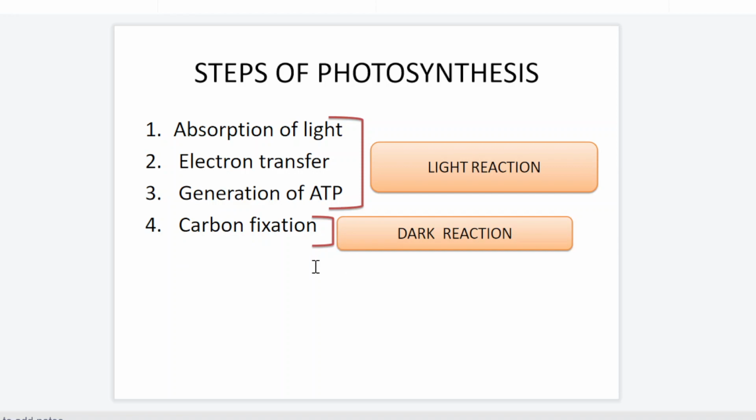If we categorize the process of photosynthesis, there are four major steps. First is the absorption of light. Second is the electron transfer, and the most important one, generation of ATP. All these three steps are cumulatively called light reaction, which takes place in the thylakoid. The last step is carbon fixation, which fixes the atmospheric carbon dioxide into organic food, and this comes under dark reaction.